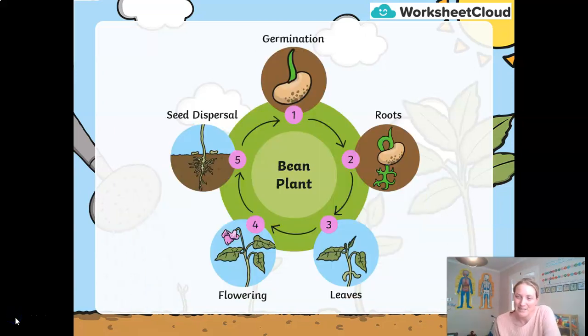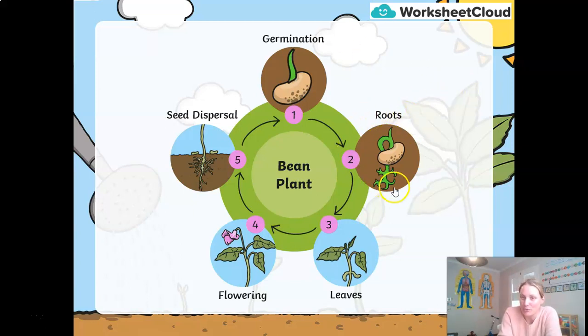So if I take us back to our original slide here, now you know how the life cycle goes. Germination, the seed starts to grow under the right conditions of being warm, watered, and having enough soil.